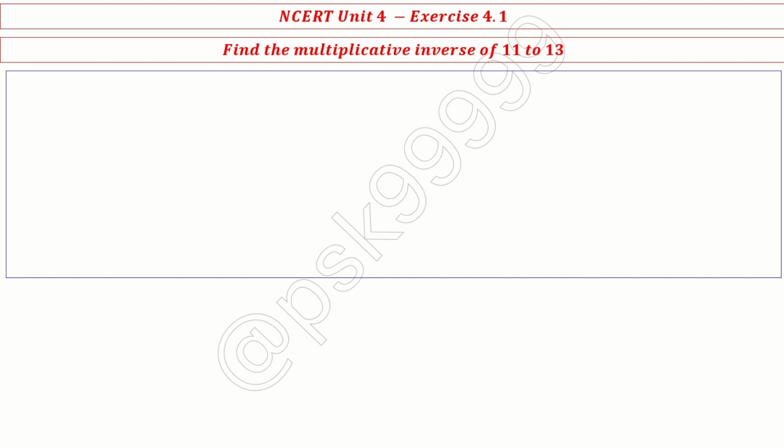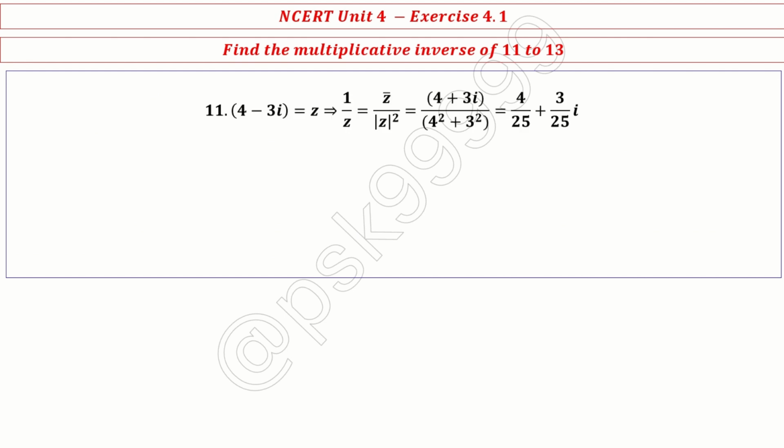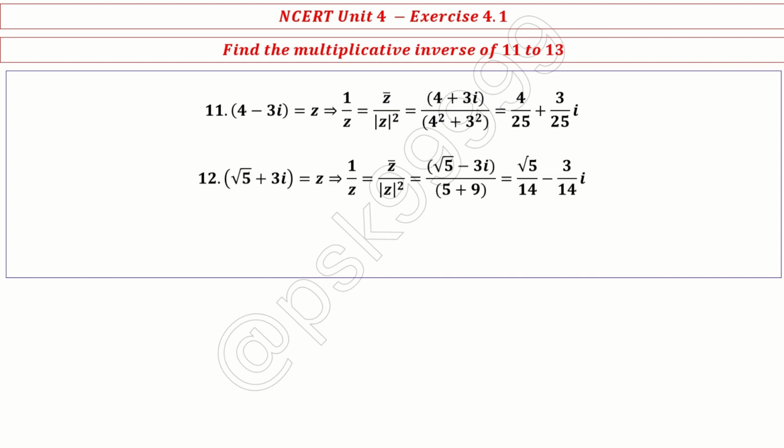Find the multiplicative inverse of 4 minus 3i. Let it be z. Then 1 by z equals z bar by modulus of z square, right? So z bar, where 4 minus 3i is the given complex number, is 4 plus 3i, divided by modulus z square, which is nothing but 4 square plus 3 square. So the multiplicative inverse is 4 by 25 plus 3 by 25i. All are similar, so just do it.